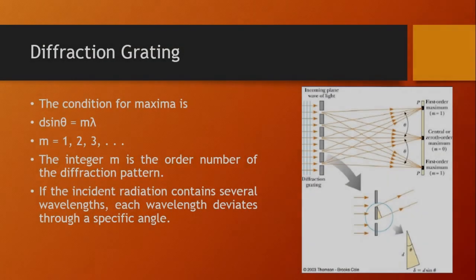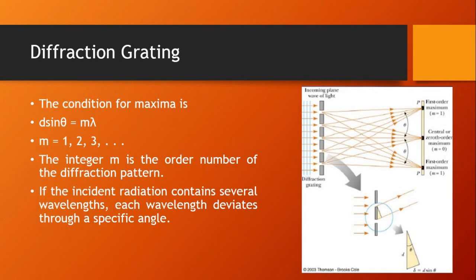The waves from all slits are in phase as they leave the slits. However, for some arbitrary direction theta made from the horizontal, the waves must travel different path lengths before reaching point P. The path difference between rays from any two adjacent slits is equal to d sine theta.